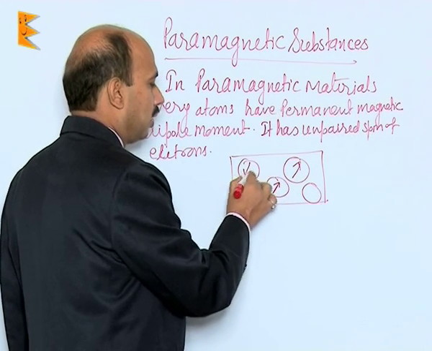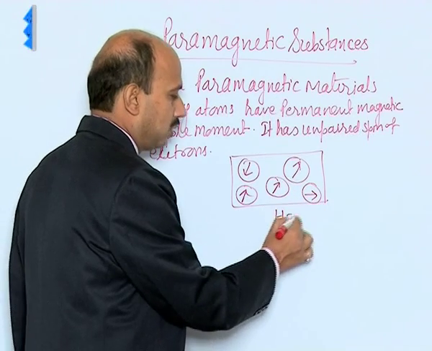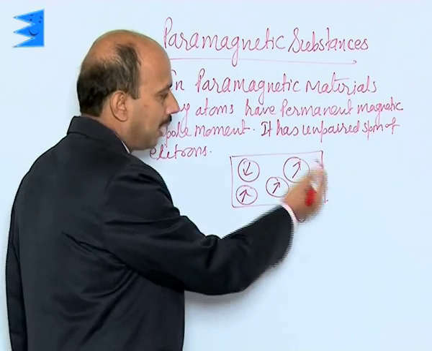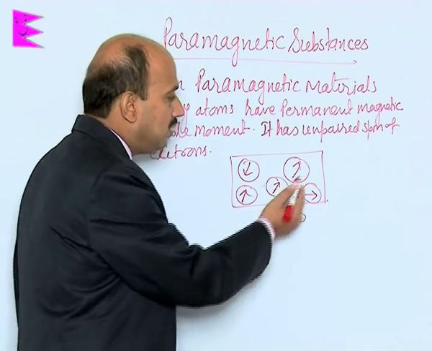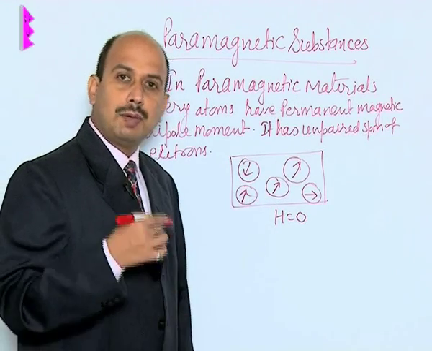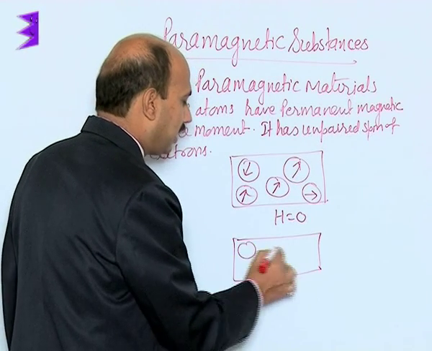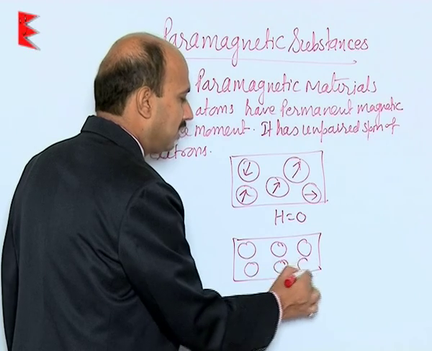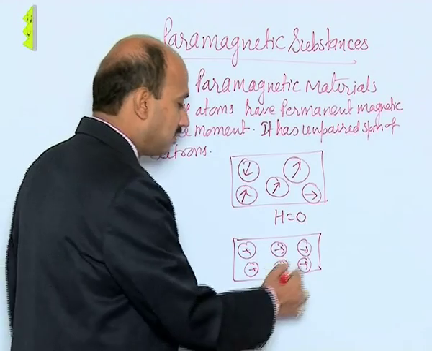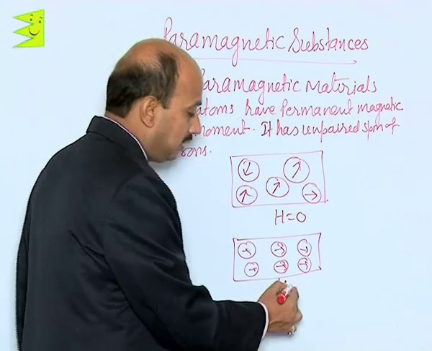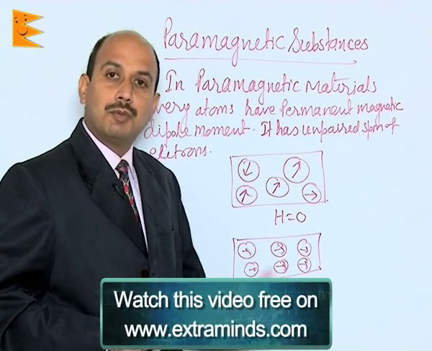But in the absence of an external magnetic field, if you take H equal to 0, the net magnetic dipole moment of the paramagnetic substance is 0. The reason is that the dipoles are randomly oriented. As you apply an external magnetic field, these dipole moments start arranging in one direction. Because of that, magnetization starts taking place, and it is in the direction of the applied magnetic field. But in the diamagnetic material it was opposite to that.